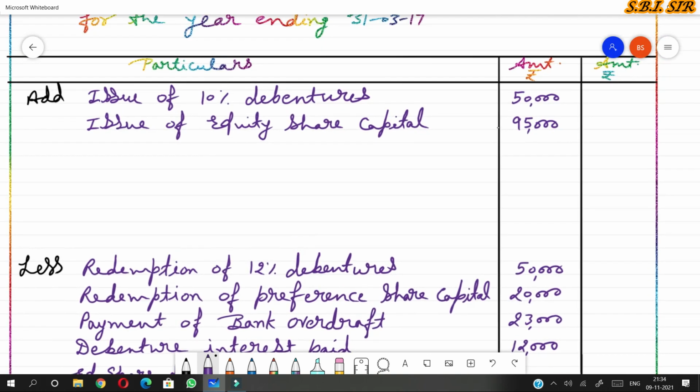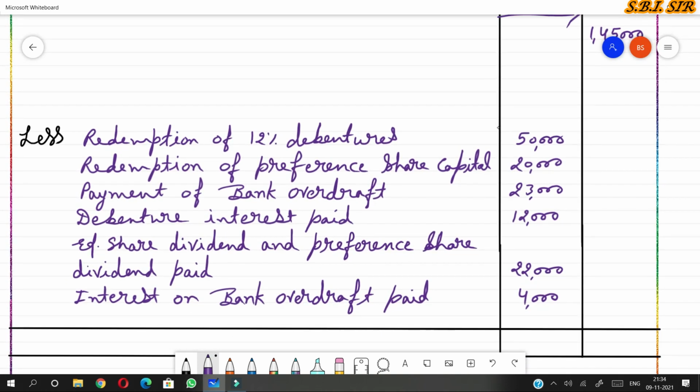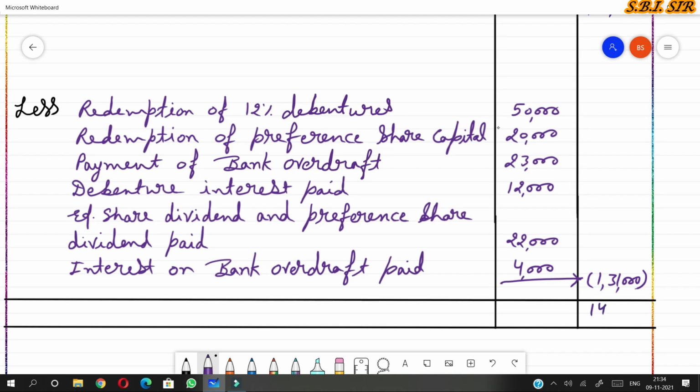All the entries are posted, then we will make the total. 50,000 plus 95,000, we will get 1,45,000. Then 50,000 plus 20,000 plus 23,000 plus 12,000 plus 22,000 plus 4,000, we will get 1,31,000, and 1,31,000 will be deducted from 1,45,000, and we will get 14,000. Then this value is net cash flow from financing activities.